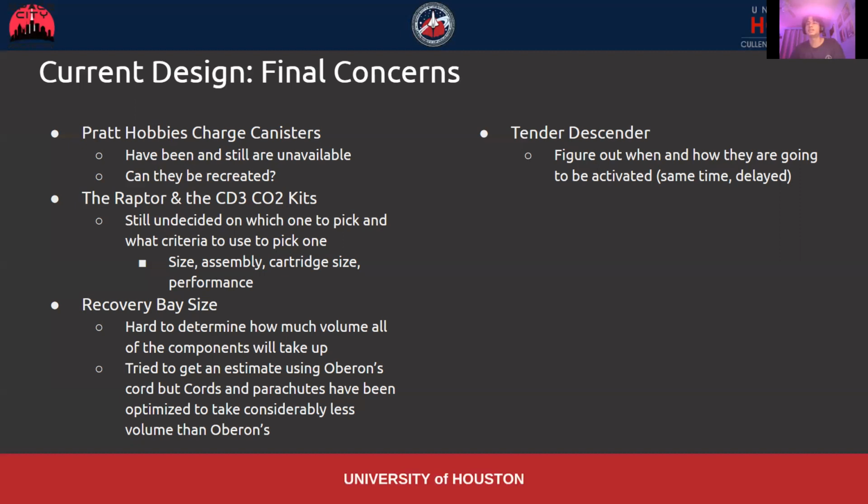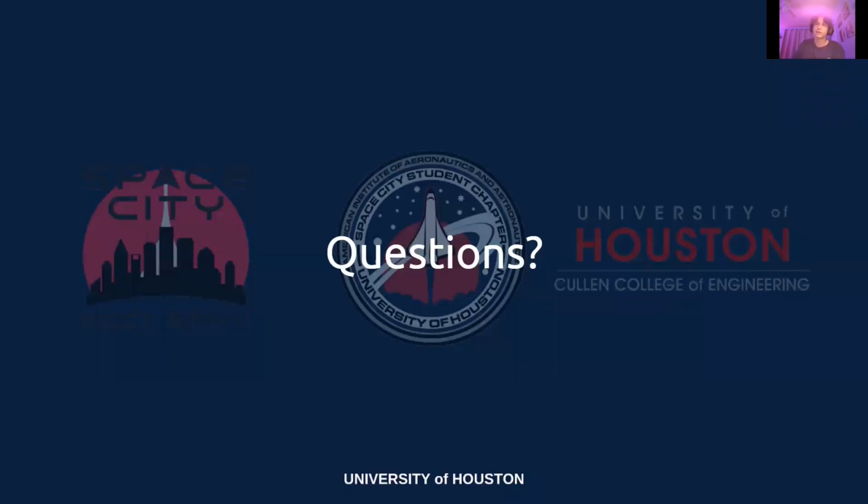And then tender descenders, we kind of have to figure out how they're going to go off. Are we going to have them go off at the same time? Is there going to be a delay between the primary and the secondary one? That's a smaller detail, but it's still something that I think we need to figure out. Again, if you have any questions about the recovery design, please let me know. I thought it was going to take longer to go over everything, but surprisingly, that didn't take long. But if you need me to explain something, please let me know.